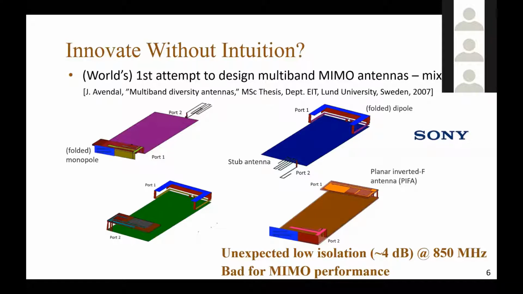And one thing we learned from this study of trying to mix and match is that no matter what we do, for the low band at 850, we have always quite low isolation, right? No matter what type of antennas you use and so on. And this usually means you have quite high correlation. And with high correlation, you have not so good MIMO performance. Of course, isolation itself will penalize your total efficiency as well.